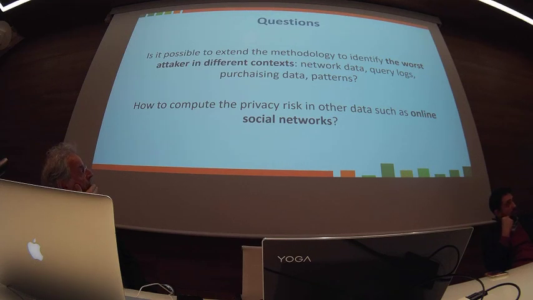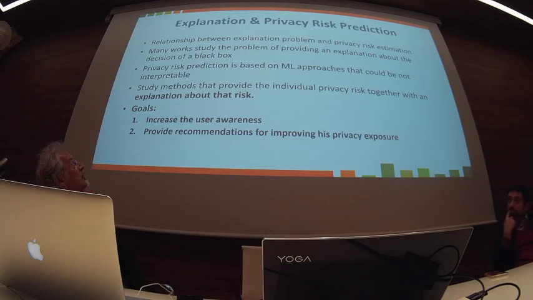Another open question is how to compute the privacy risk in online social networks. There the concept is different. Maybe the privacy risk is related to the level of diffusion of the information that you want to publish. So the paradigm is completely different. This is the last slide. I also work on another ethical issue, which is explanation. So my open question in this moment is how to merge these two ethical issues, and if there is a relationship between them. And if you think about the fact that, for estimating the privacy risk, we can use machine learning techniques.